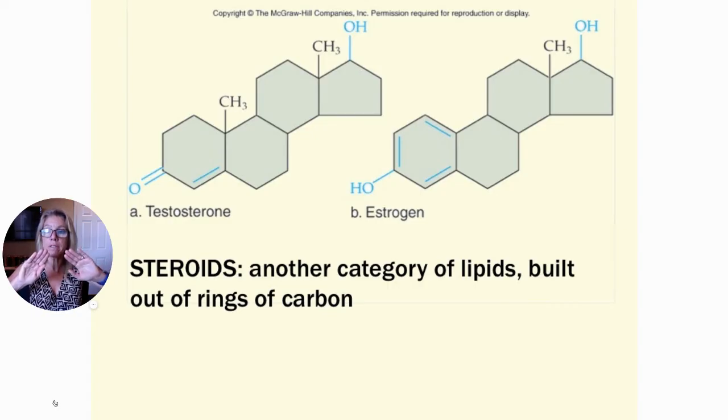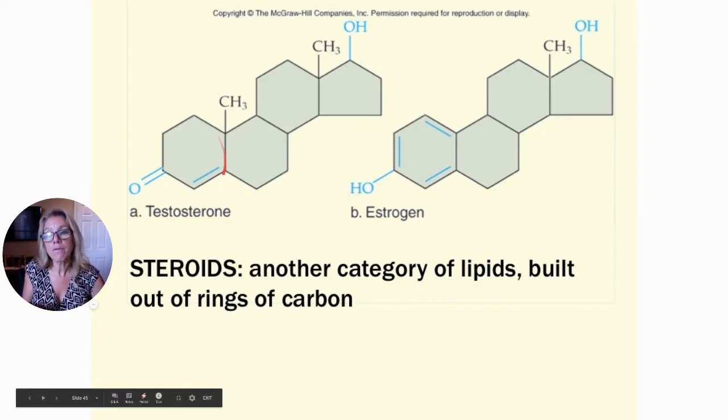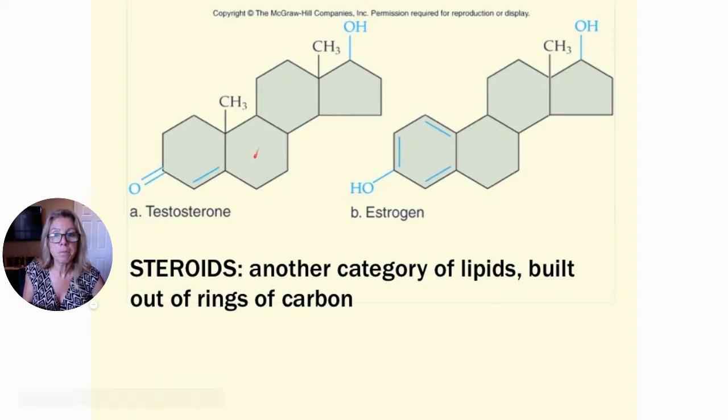All right, second category, you have fats and you have steroids. These are two main ones here, and modifications of these fats we've just talked about as a phospholipid. Steroids are built differently. Steroids are built out of four rings of carbon put together. This is your typical steroid. Now, these are two steroids you'd probably be familiar with, testosterone and estrogen, right? So take a look and compare them, and what's the difference that you see?